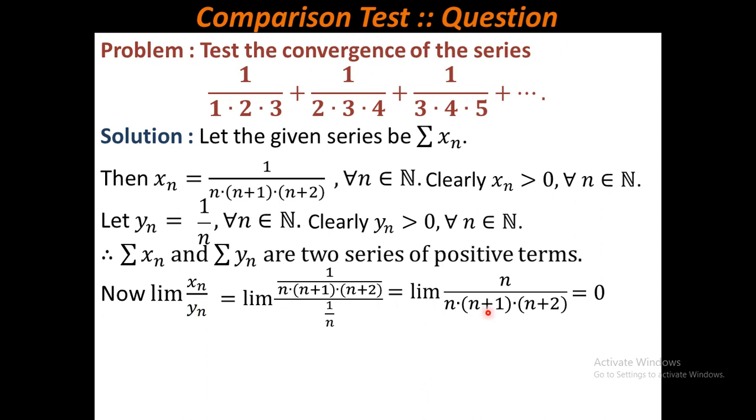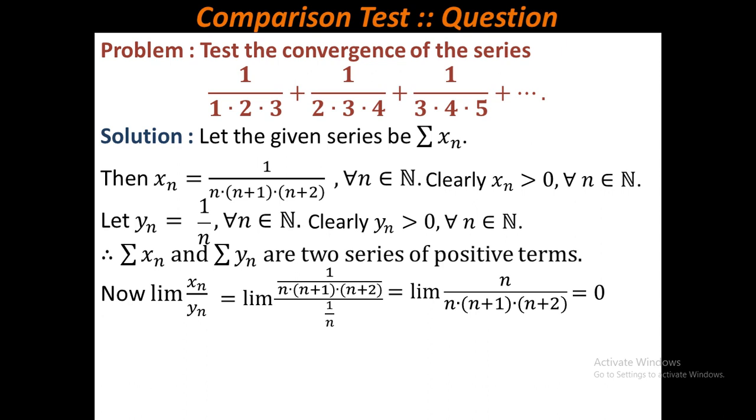Okay, so when the limit is 0, we get two results. The first result is when summation yn is convergent, then summation xn is convergent. The second result is when summation xn is divergent, then summation yn is divergent. But in the remaining cases, you cannot conclude. What are the remaining cases? In the first remaining case, when summation yn is divergent, you cannot conclude about the nature of xn. In the second remaining case, when xn is convergent, you cannot conclude about the nature of yn.